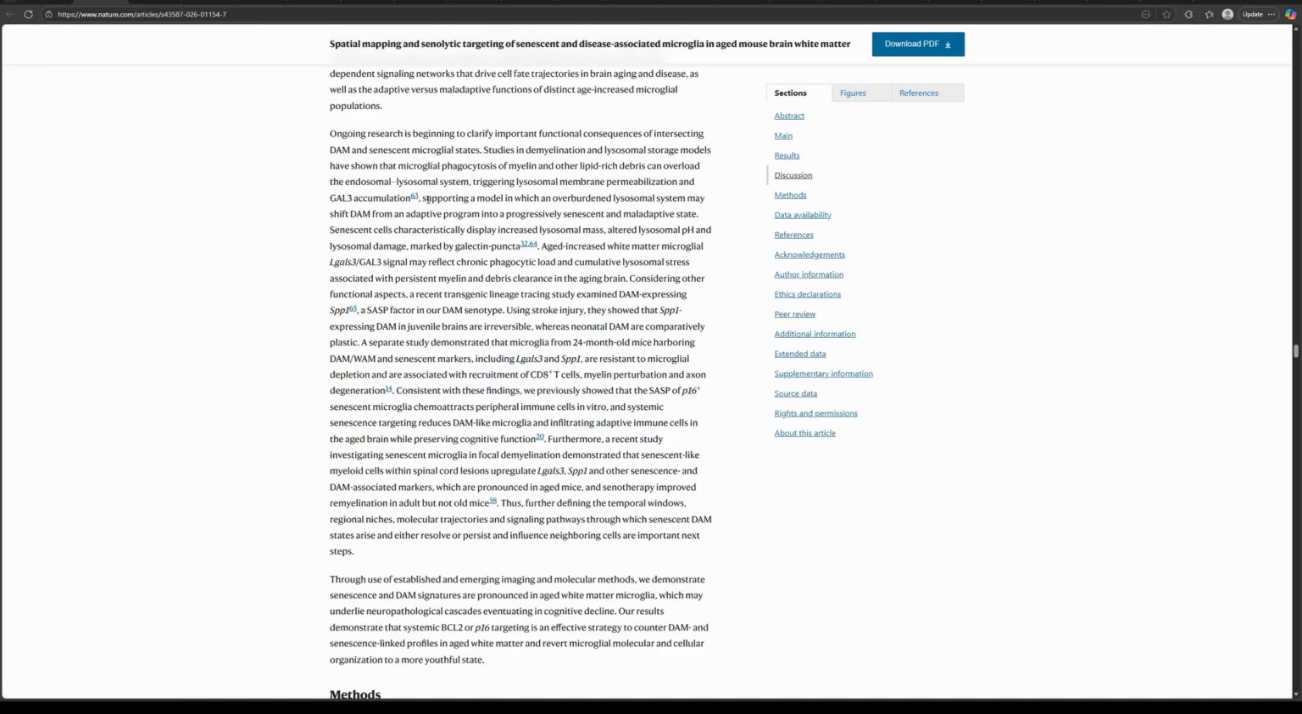I see. So this might be one of the forms of stress they're talking about here, which is lipid-rich, which is fat. Fat-rich debris can overload the lysosomal system, triggering lysosomal membrane permeabilization, which means that the membrane, things can move through it more easily.